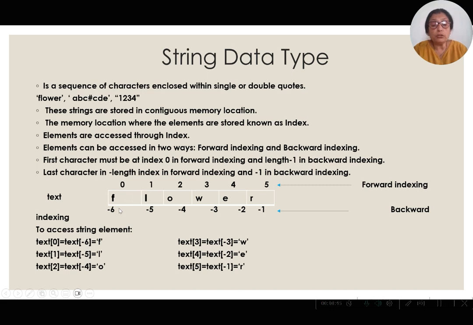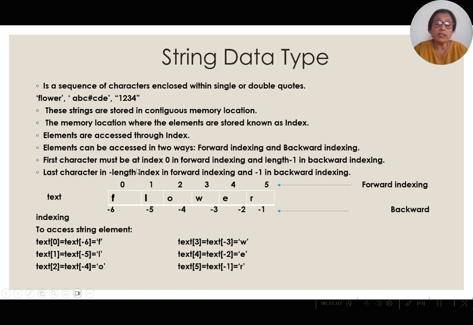Okay, and the next one is -6, -5, -4, -3, -2, -1. These are the backward indexes. 0 to 5 is your forward index. So indexing we can give in two different ways. Elements can be accessed in two different ways: one is forward indexing and the other is backward indexing.